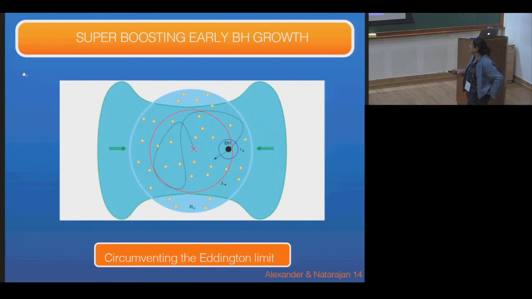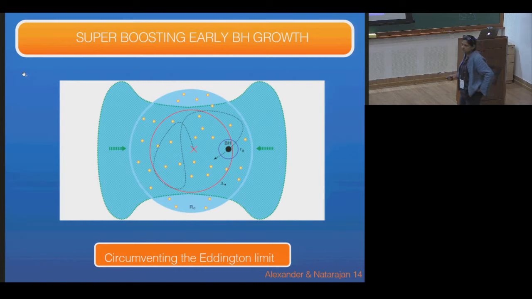So one cute calculation that I did with Tal Alexander a few years ago was that basically if you have a gas-rich nuclear star cluster, so this is the gas that you're seeing in blue, and these are the stars in the nuclear star cluster, and then you have a black hole that does not define the center of the potential anymore. It's not in the center, but it's random walking. And so then it gets wind-fed.